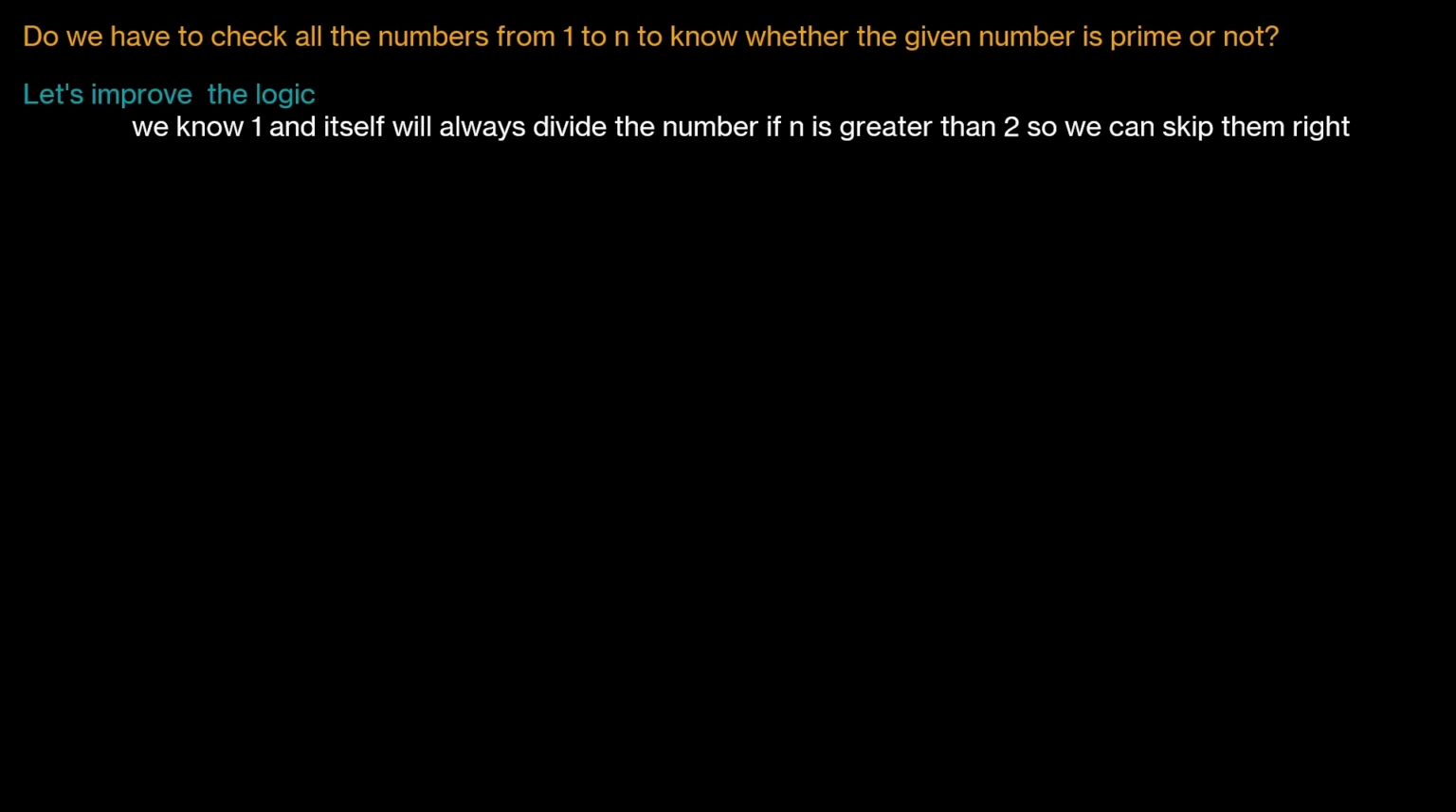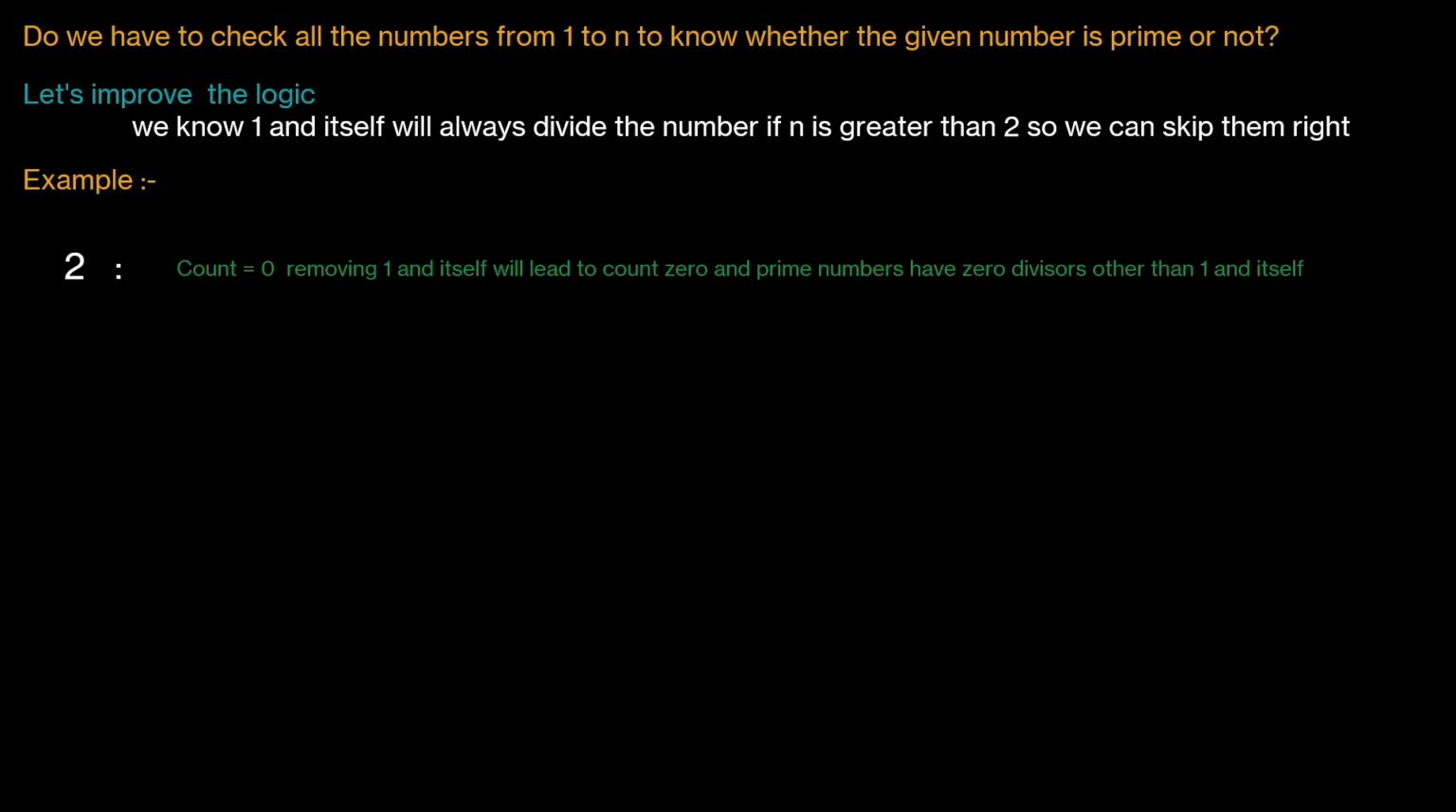We know 1 and itself will always divide the number. So if n is greater than 2, we can skip them, right? So consider the number 100. If in between, other than 1 and itself, we find any number that divides it, it is not a prime, right? If we find 2 as its divisor, 100 is not a prime. 5 is a prime, and 9 is not. We have 3 in between, so it is not a prime. So let us consider 2.